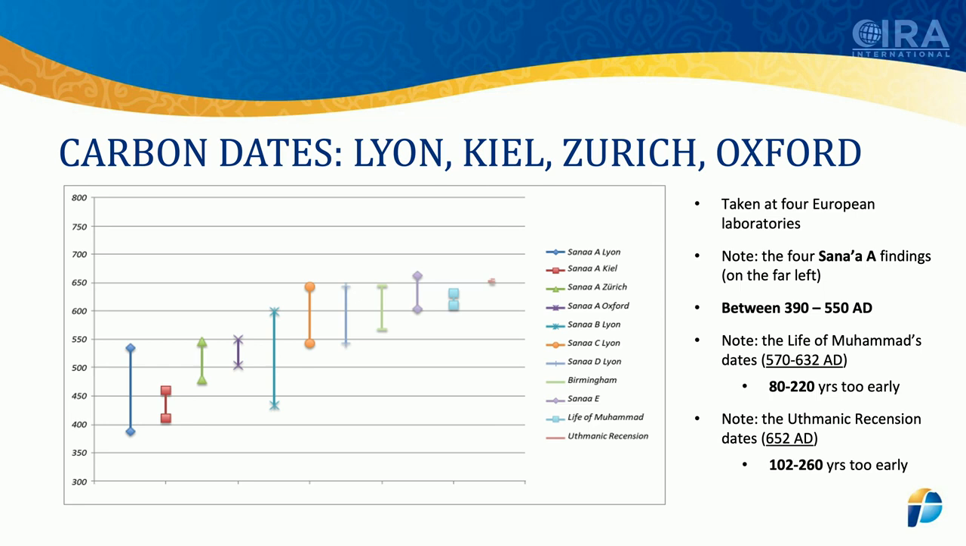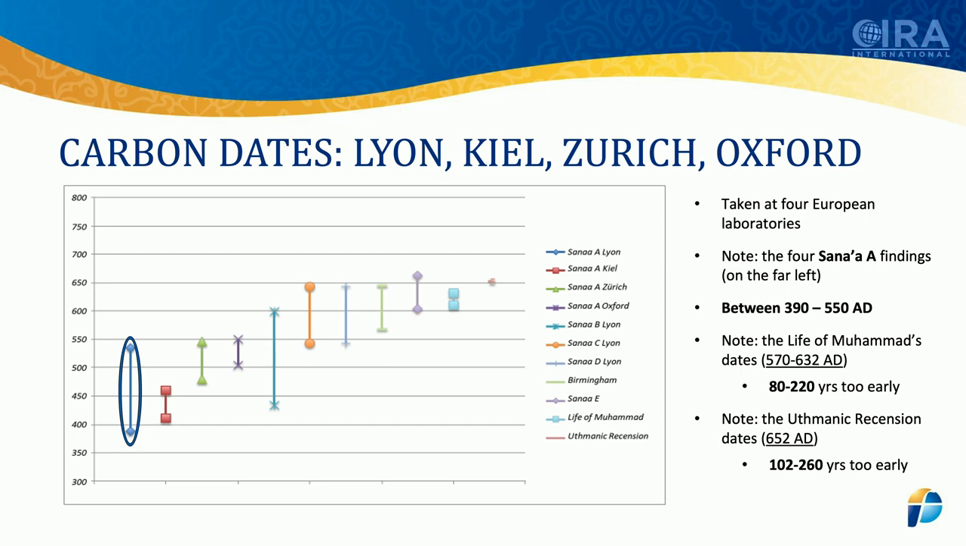So the same fragment from the same manuscript, the same place, taking it to 4 different laboratories, all in Europe. Look at the differences they got. The first one is the Lyon one. The Lyon one went from about 383 up until 540. All right, the same fragment. Look at the dates they got.